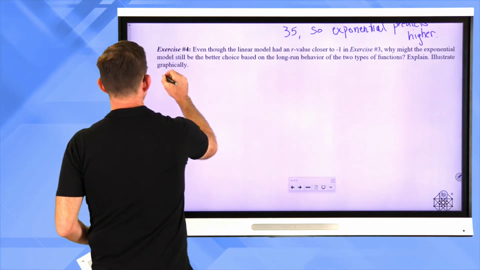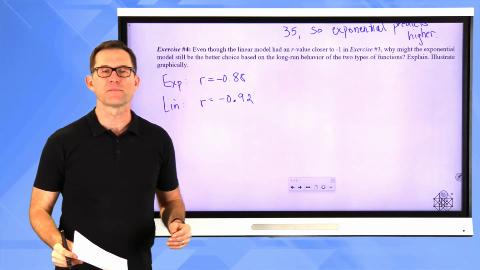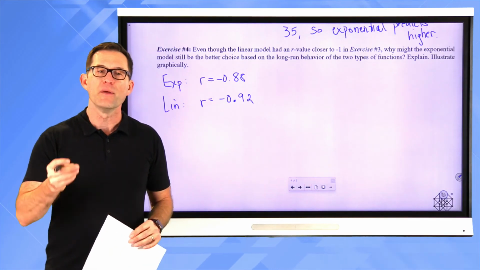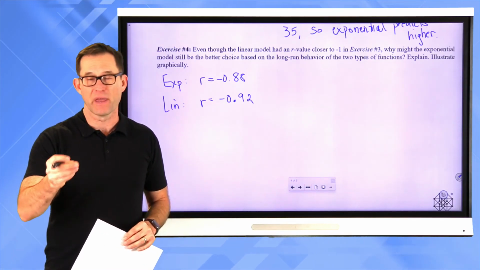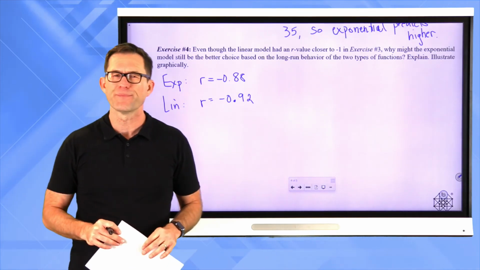The exponential, let's just get these down. The exponential had an R value of -0.88. All right, pretty close to -1. The linear model had an R value of -0.92. So based on the R values alone, you might expect the linear model to do a better job predicting the performance on the math quiz based on time spent on social media than the exponential model would.